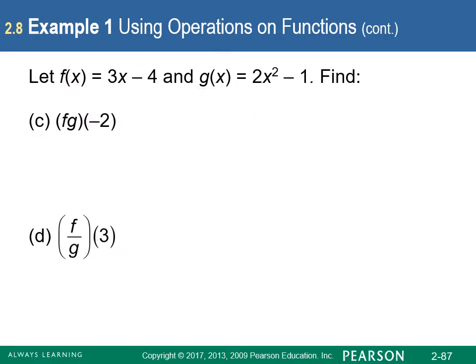From the previous two examples, I think you'll probably agree that the easiest to do, if you're going to be substituting anyway, is to go ahead and do the substitution at the beginning. So here we'll substitute the negative 2 into the f function. I'm going to come over here and substitute the negative 2 into the g function.